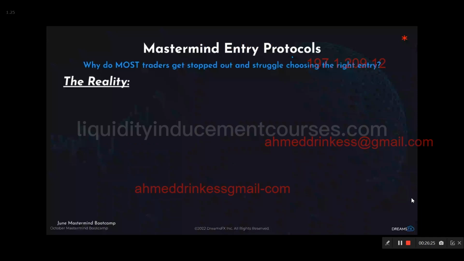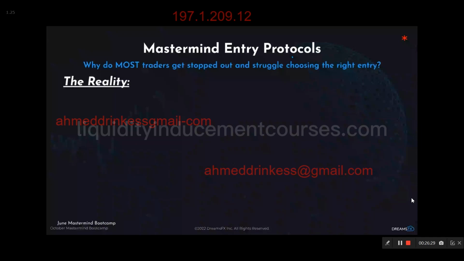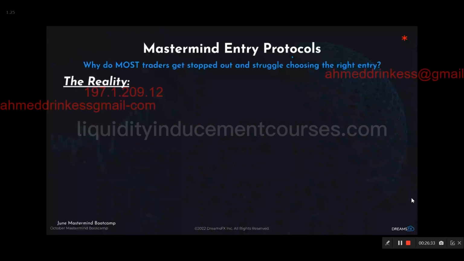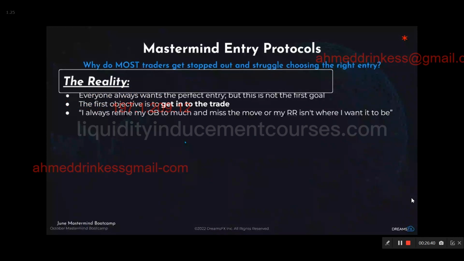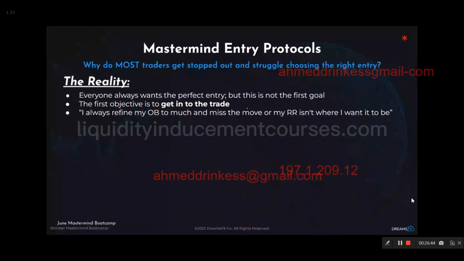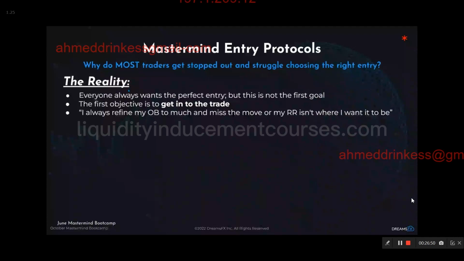Well, this is where being a prodigy and identifying order blocks, being a phenom in that, is so important, because your POIs are the same things as your entries. So what is the reality of this scenario? Well, I can confidently tell you guys, everyone always wants the perfect entry, but this is not the first goal. Again, unorthodox approach. The first objective of any trade or of any setup is to get in the trade.